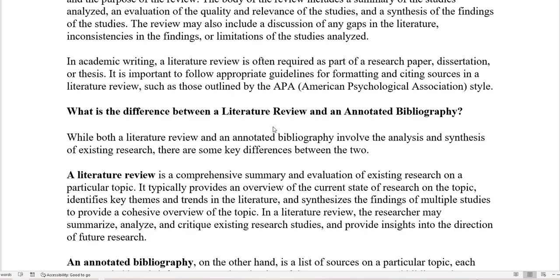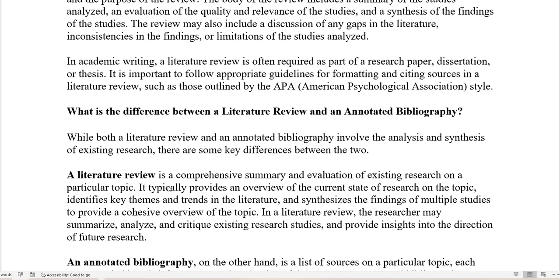And then what is the difference between a literature review and an annotated bibliography? Well, one thing, literature review is at the beginning of your paper, inside the body of your paper, while an annotated bibliography is after the last page. And it's just a list of everything that you read, and it's just mainly a summary. At your level, it's all a summary of everything that you read. So basically, while both a literature review and an annotated bibliography involve the analysis and synthesis of existing research, there are some key differences between the two.